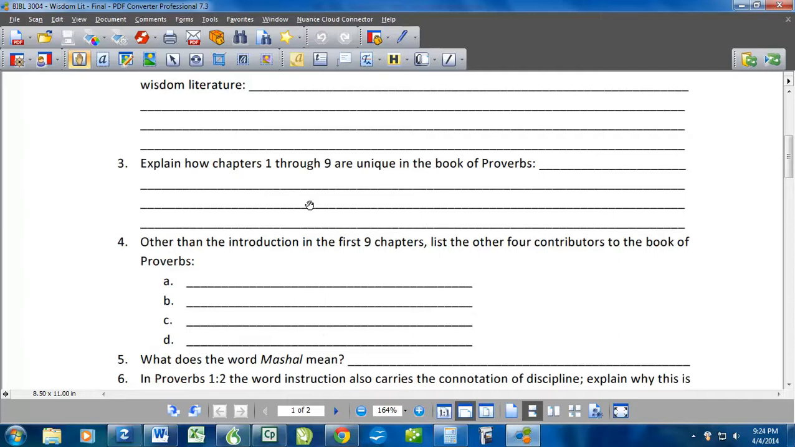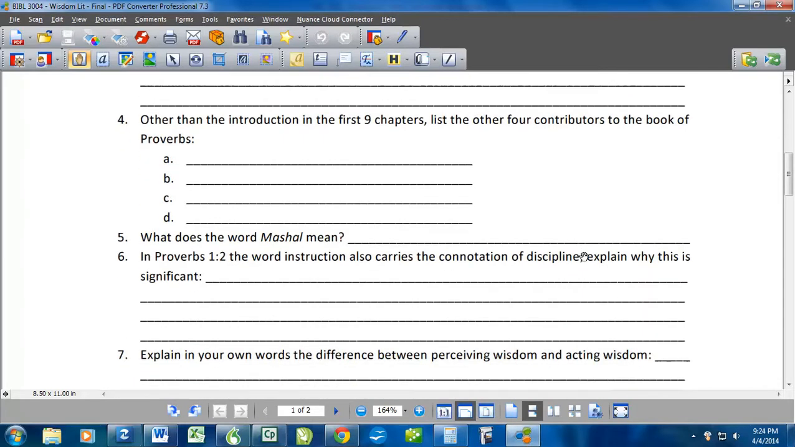Alright. Number 4, other than the introduction in the first 9 chapters, list the other 4 contributors to the book of Proverbs, right? So one of them, obviously, Solomon, right? So that's the easy one. But then there are 3 other contributors. One of them is King Lemuel, right? And then it also talks about a section that is the words of Agur, A-G-U-R.